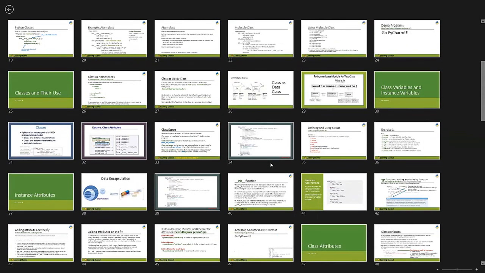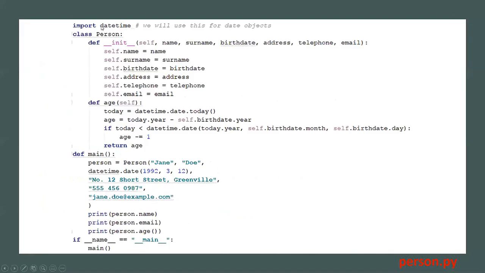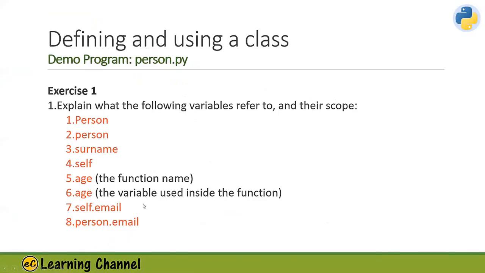So let's see. That's the scope. Okay. And then we have a person class with different things over here. Okay, define and using the class. So here it has a person class. Okay, so here exercise 1. I would want you guys to work on this one. Okay, a person class with self name, surname, age, whatever, email.